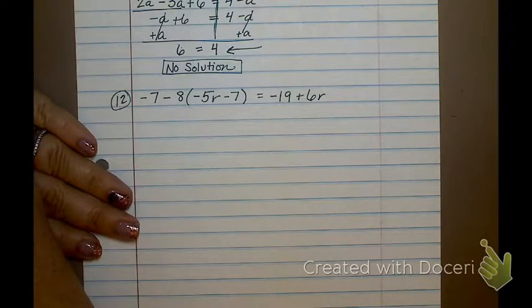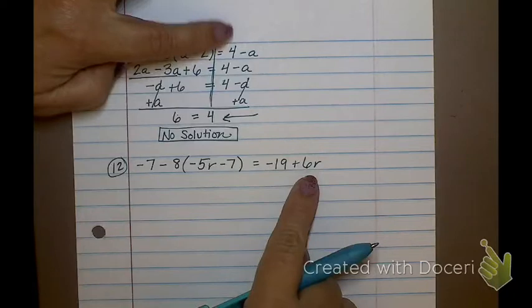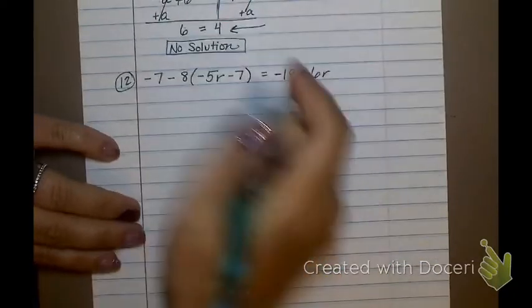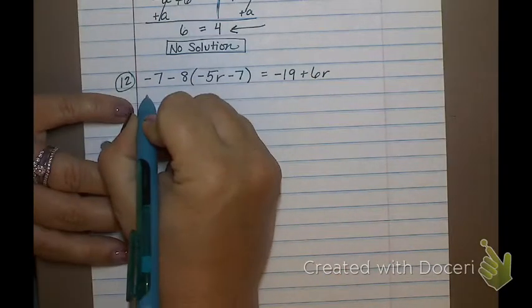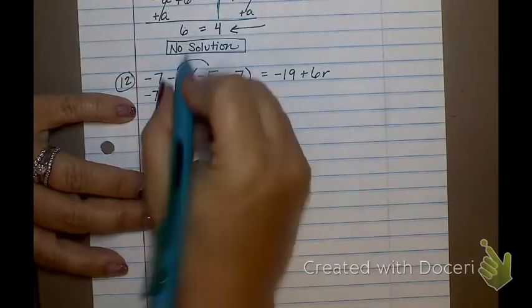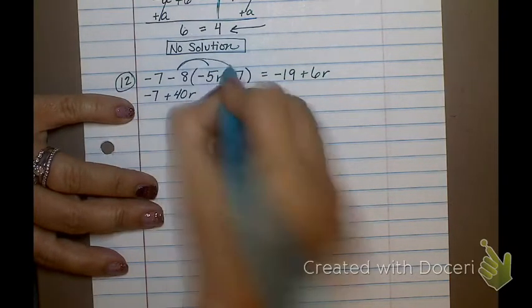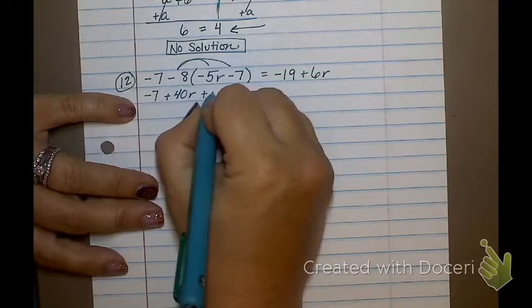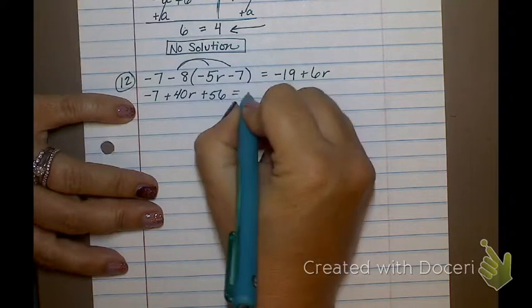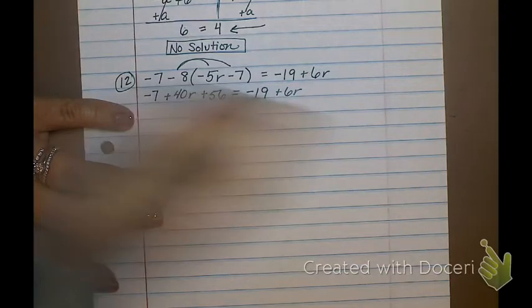This is exactly the same as the last one. Do you see how it has a term, distribute a term, 2 terms? It's exactly the same format. So what do I do first? Distribute. The negative 7 is going to stay. Negative 8 times negative 5r, positive 40r. Negative 8 times negative 7, positive 56, equals negative 19 plus 6r.